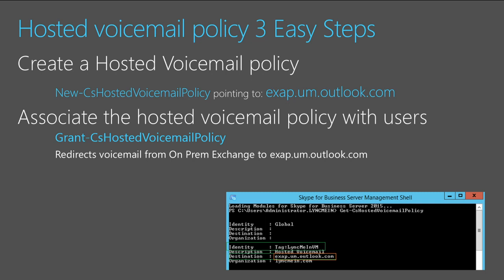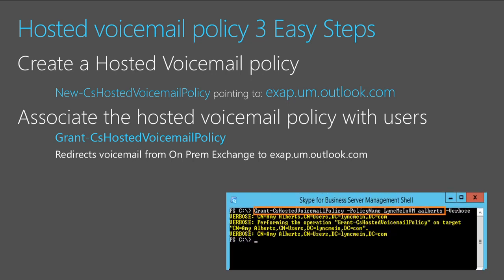And I'll show you this in a demo later. I'm actually going to enable that user for hosted voicemail after I've granted the policy to them. This is what the command line would look like and what it does. It says, okay, when a call comes in and the user can't answer or isn't there, instead of trying to send them to an on-prem unified messaging server, I'm going to send that off to the cloud and let the server determine what to do with this user.